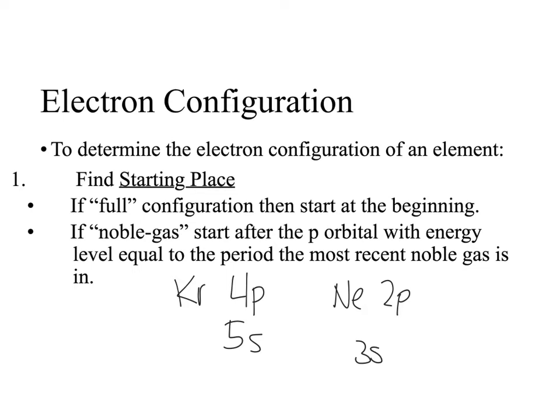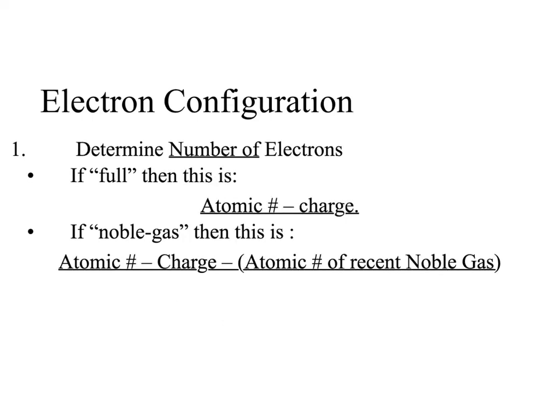So, yeah. I'm going to assume that you did pause and figured out how to get those orbitals. So we're going to move on now to determining the number of electrons. In the full configuration, it's just this. Take the atomic number of whatever element you're dealing with and subtract any charge you may have.